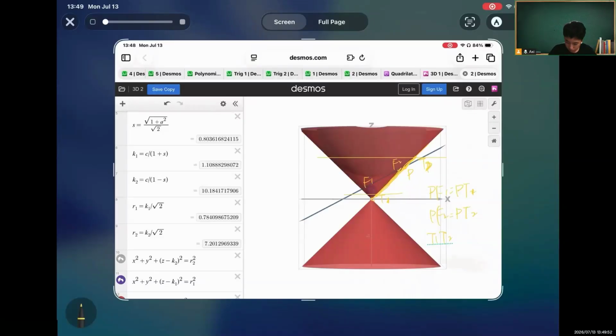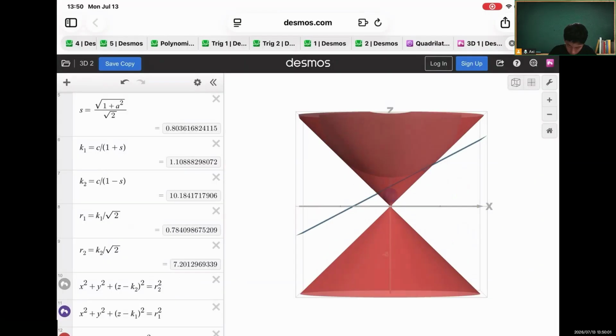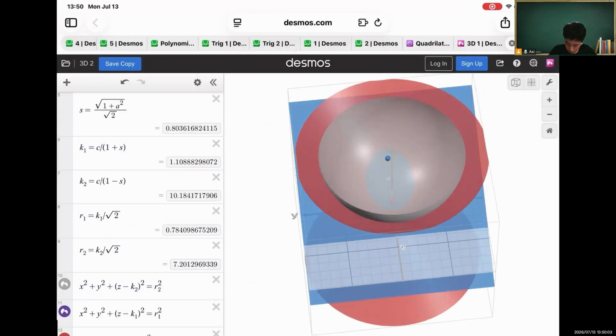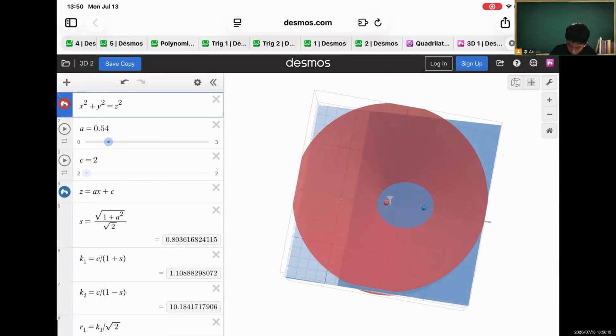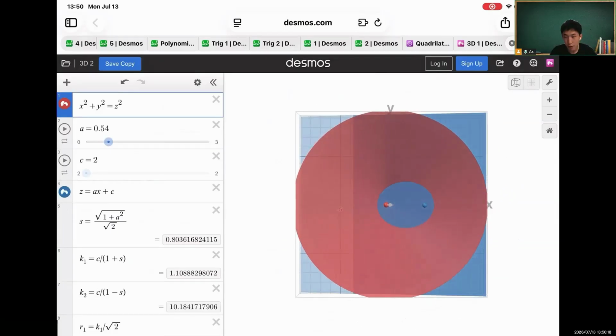What that means is PF1 plus PF2 is going to remain constant. So that is our conclusion for the ellipse. If we temporarily remove the circles, we will have a clean view of the ellipse and the two special points F1 and F2. For any point P on the ellipse, the distances to these two points added together is going to be a constant value.